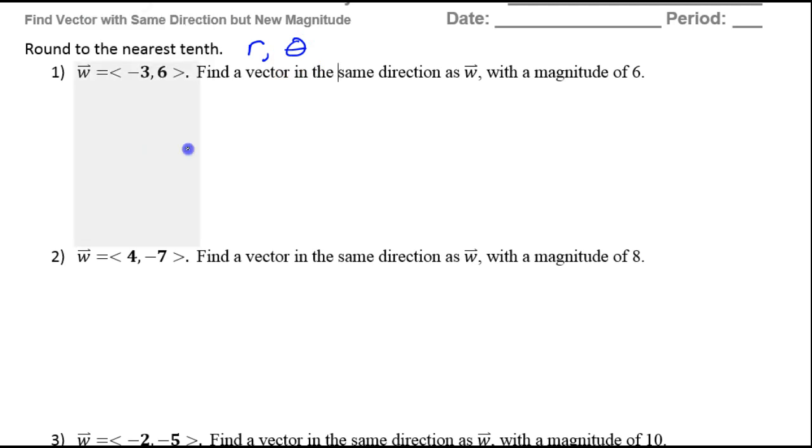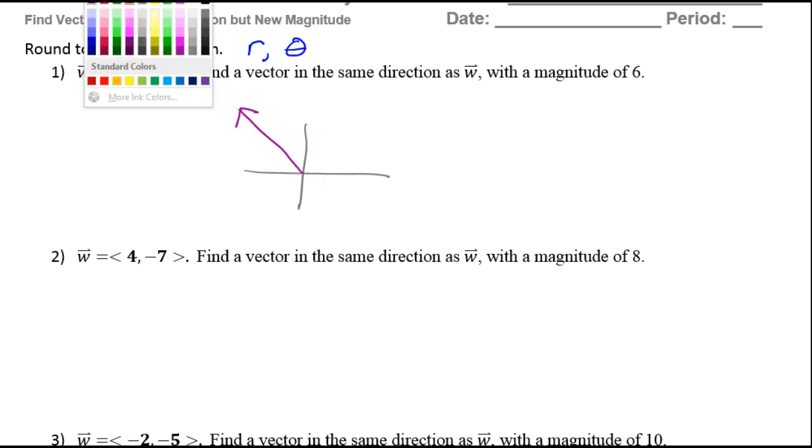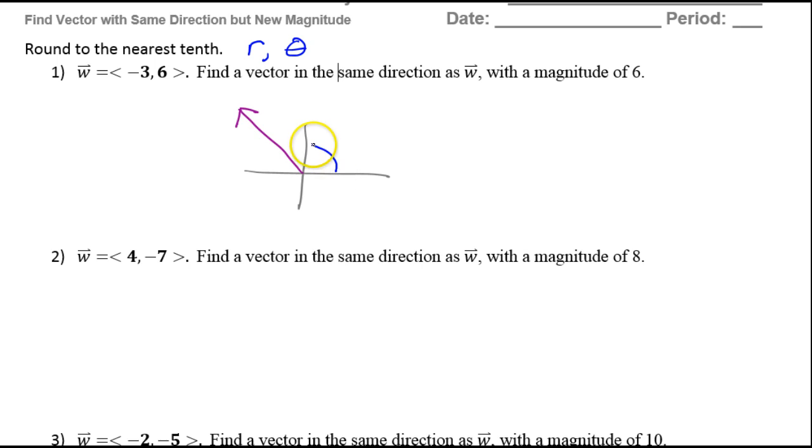And when I talk about the direction of a vector, say this is my vector. The direction I'm talking about is measured from the positive x-axis like this. So this angle is the direction.